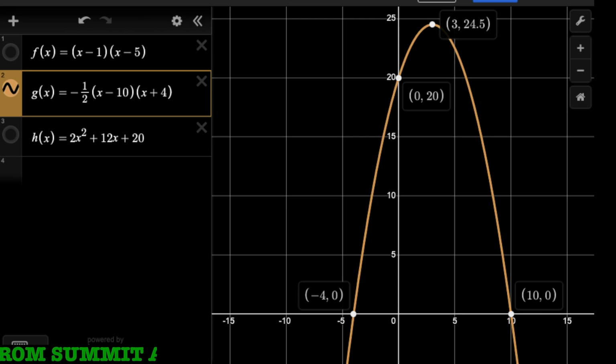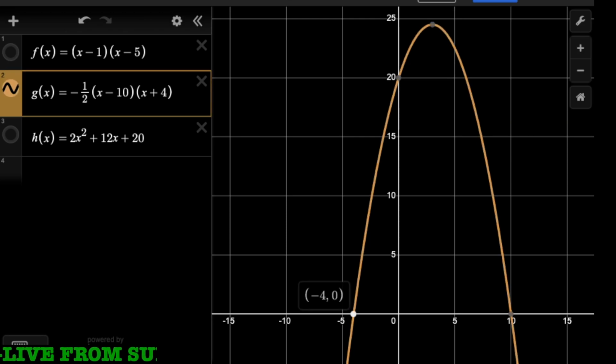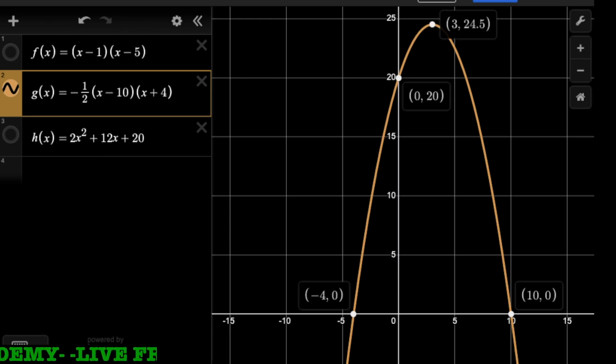Now, if we are looking at the graph of our function g of x, remember you can click on the tool next to it and it will highlight or unhighlight it. But what I can do is say, all right, the points that I have, negative 4, 0, 10, 0, and 0, 20 for my intercepts, and then that vertex is going to be a max. So let me change it back over.